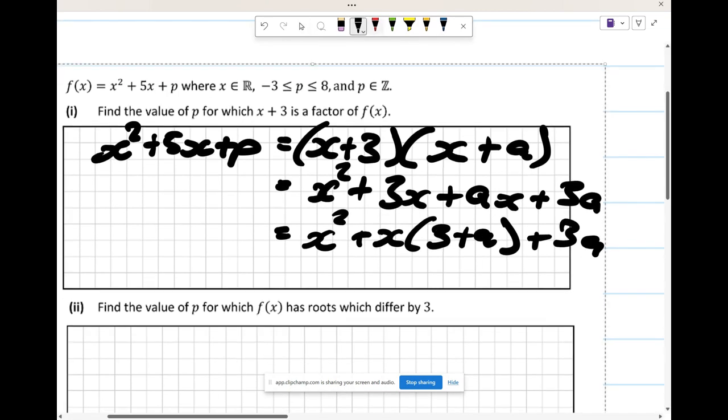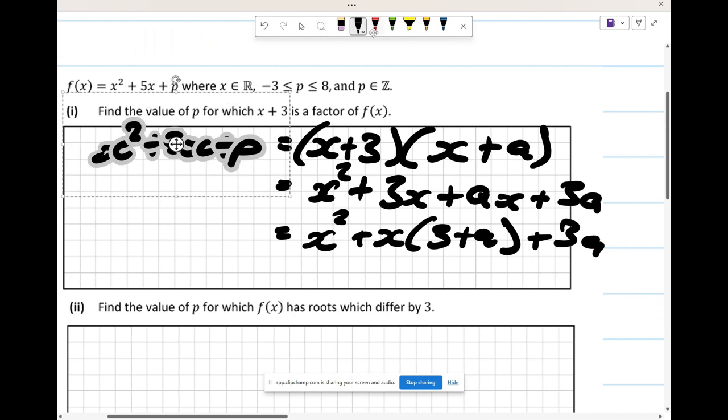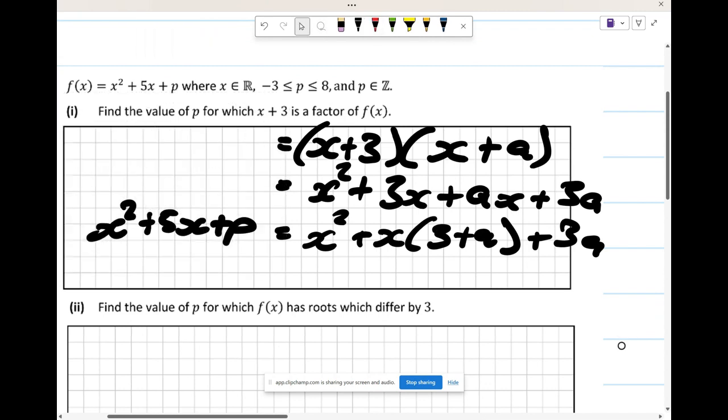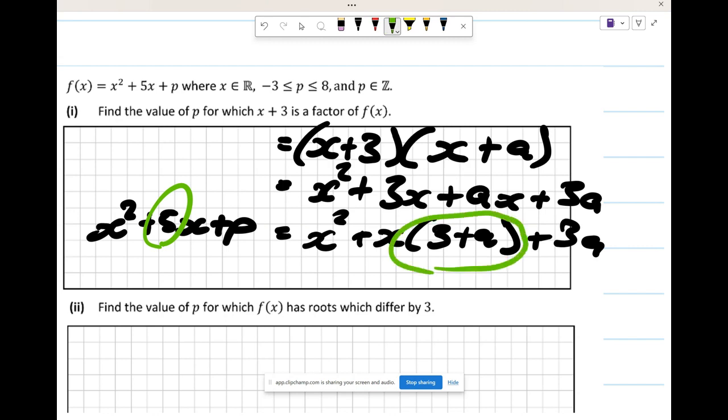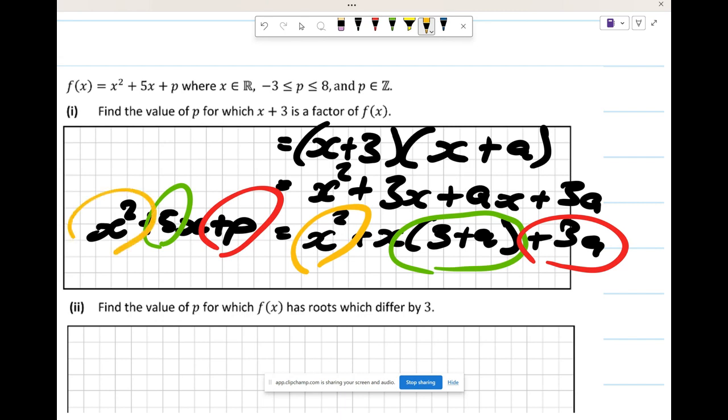Okay, and now we know that factors multiplied give the actual equation. So this is going to be equal to this. And now we can just compare things. So we can see that the x is multiplied by 5 over here, and the x is multiplied by 3 plus a over here. And then we tack on a p at the end, and we tack on a 3a at the end. And this x squared at the front doesn't change.